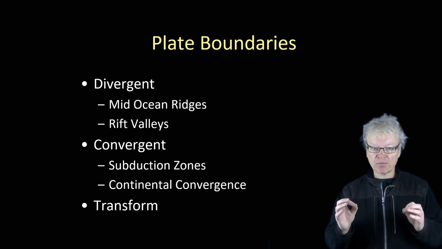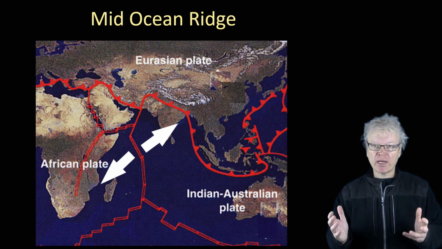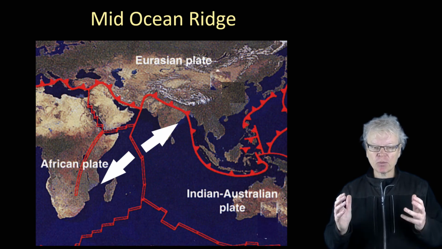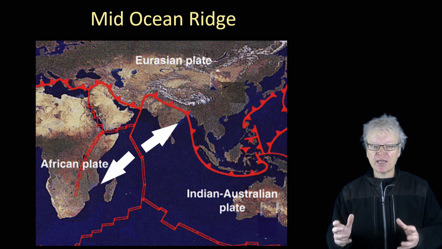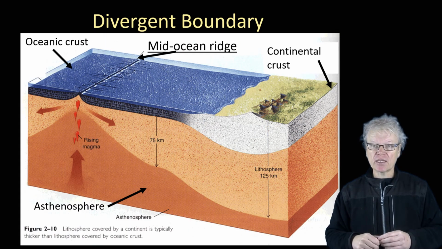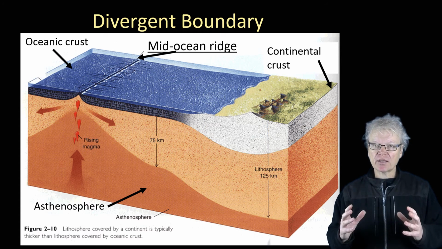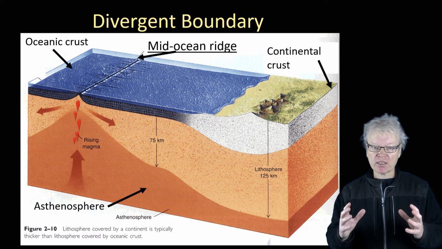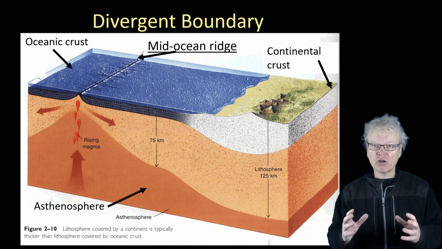each of those. Okay, so here's a good example of a mid-ocean ridge where the two plates are pulling apart. And here's a diagram showing you that, the rising of the asthenosphere, pushing apart the crust and the plates and forming new basalt in the gap that's being created.